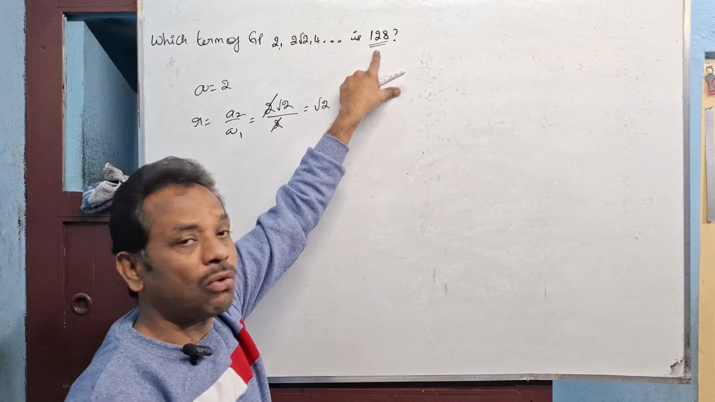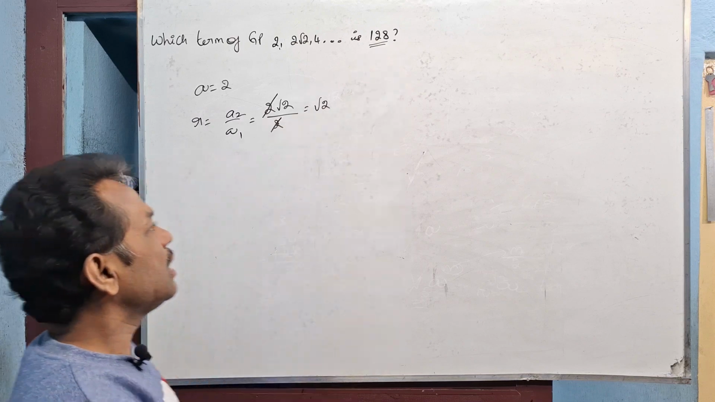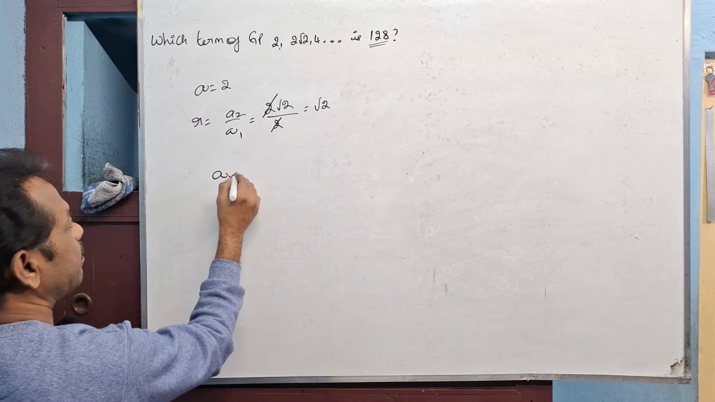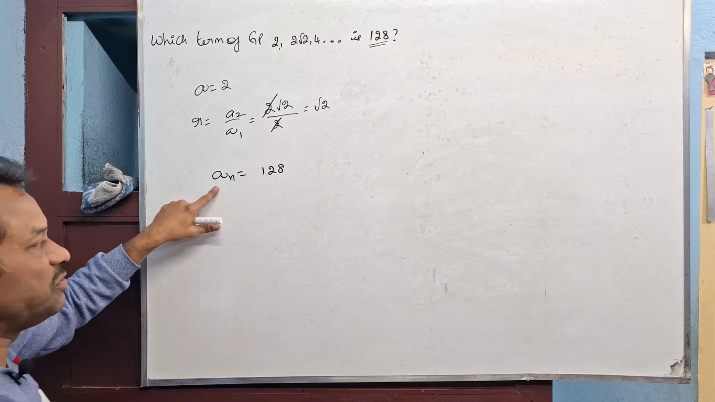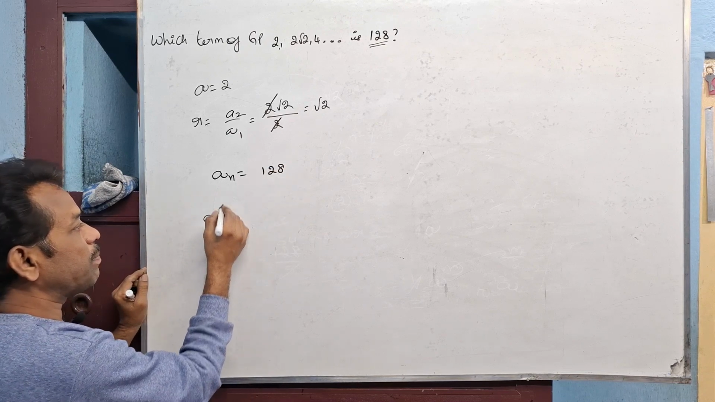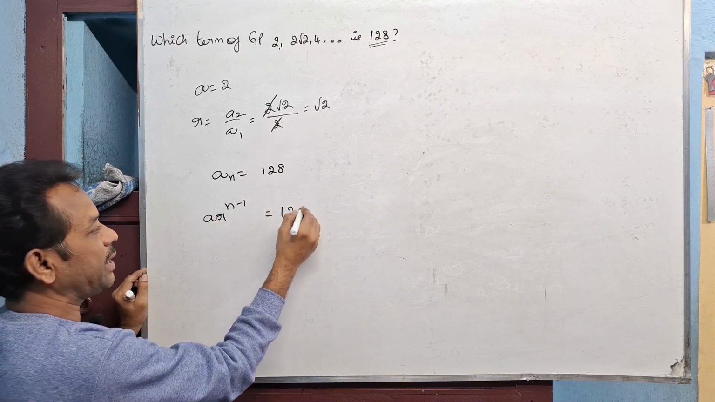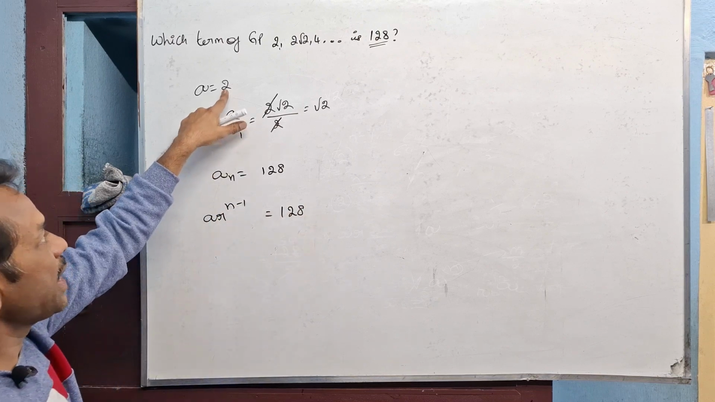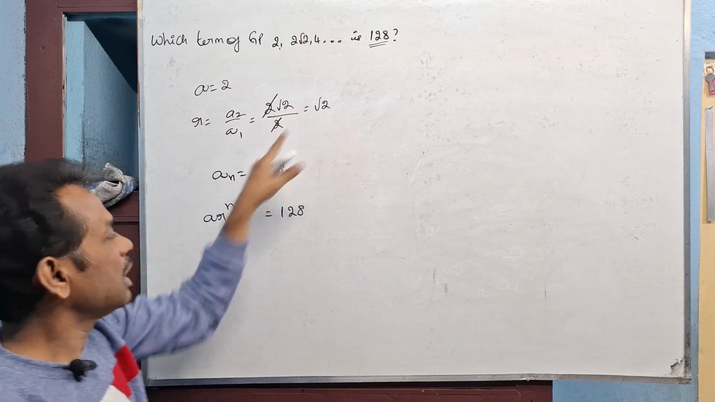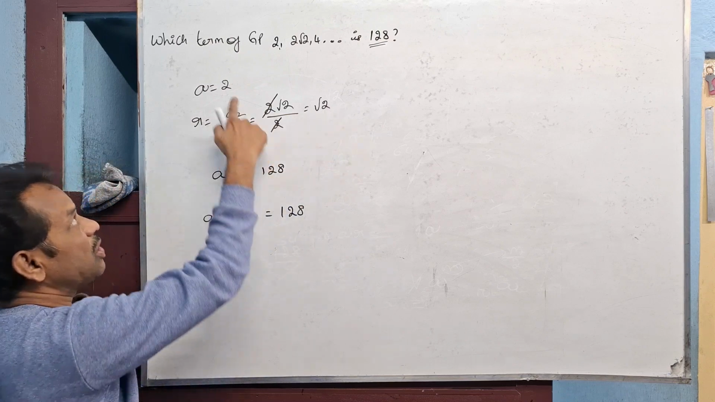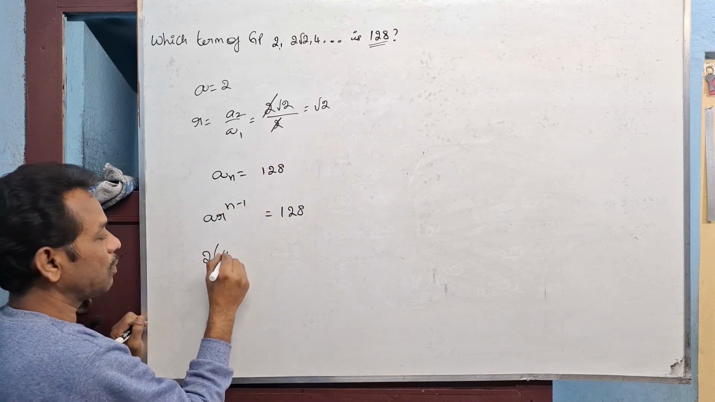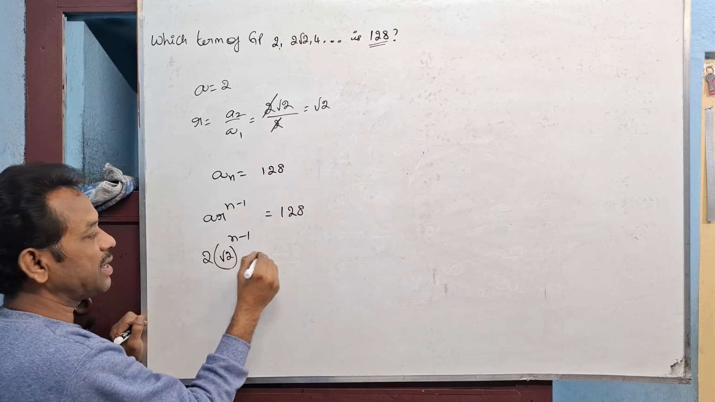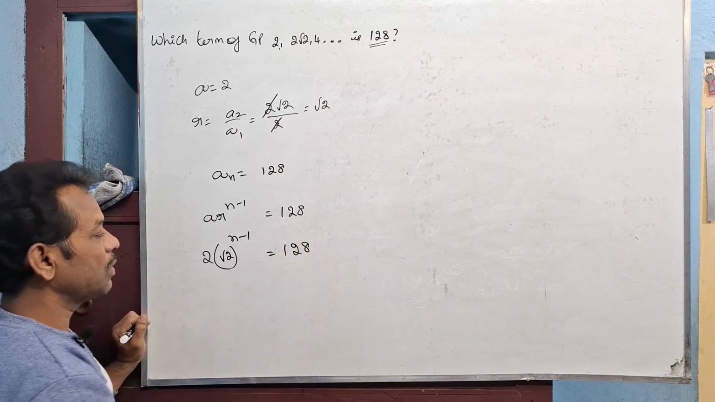Now as we don't know when we will get 128, let me take the 128 as An. Now we already know that the nth term of GP is A R to the power of n minus 1 equal to 128. Now we know the A value and R value, so let me put them in this formula. The value of A is 2 into the value of R, root 2, to the power of n minus 1, equal to 128.